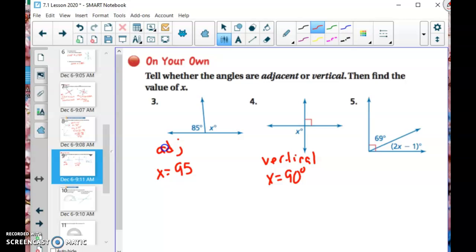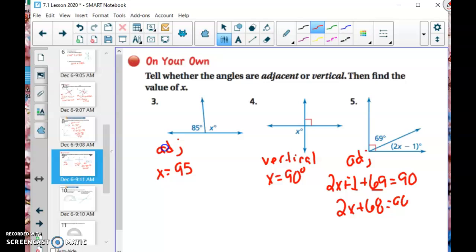Okay, 5, these are two angles that are right next to each other, so that makes them adjacent, but that unfortunately doesn't give me a clue. This little red arrow right there, or red square in the corner, that's what gives me the clue. So that means 2x minus 1 plus 69 has to equal 90 degrees. Well, those are like terms, so that would simplify to be 68. So then I would subtract 68 on both sides. 90 minus 68 leaves me with 22. And then I would divide by 2 on both sides, so that means that x has to equal 11 for number 5.